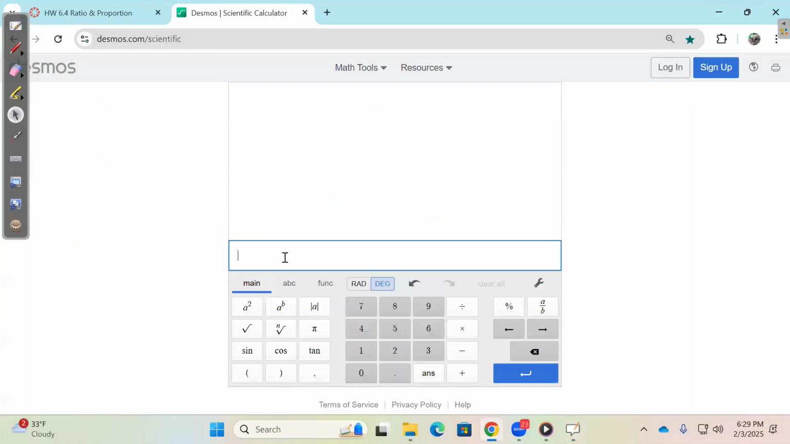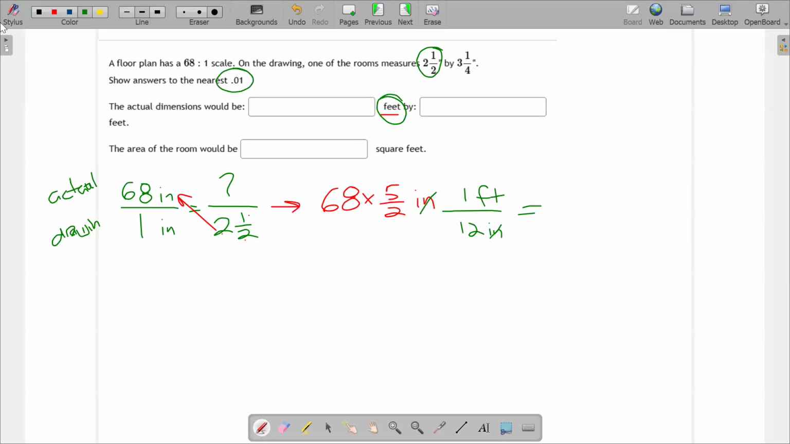So I've got my scale of 68 that I am multiplying by 2.5 inches, which is 5 halves inches. So that'd be 170 inches. And then I want to divide by 12 to turn that into feet. And I'm going to get 14.17 to the nearest hundredth feet.